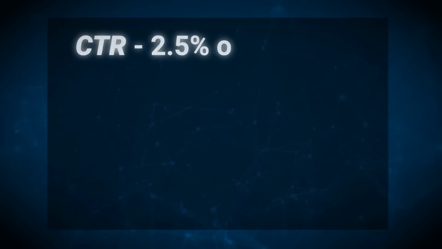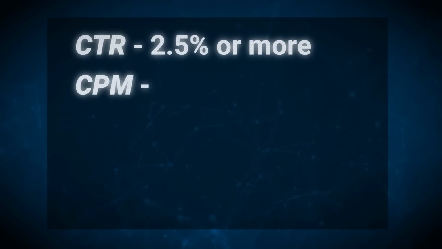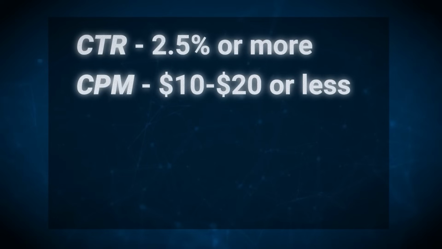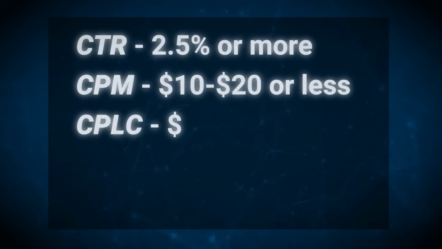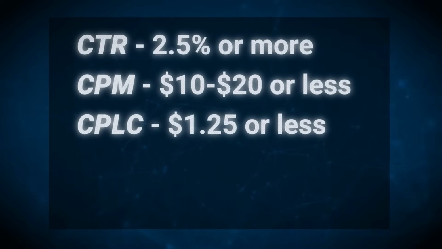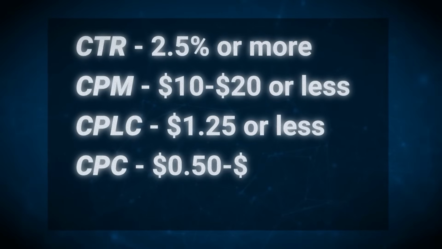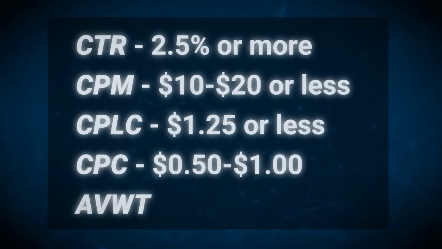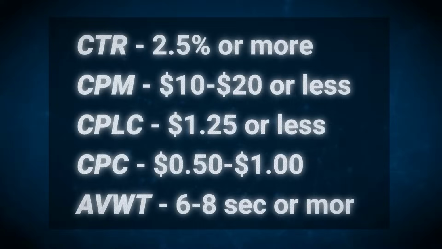So when your creative test is finished running, the key metrics you're gonna be looking for is your click-through rate to be 2.5% or more. You want your cost per 1,000 impressions to be between $10 and $20 or less. And you want your cost per link click to be $1.25 or less. Now with your cost per click, you want this to be between 50 cents and $1, and your average video watch time being between 6 and 8 seconds or more.